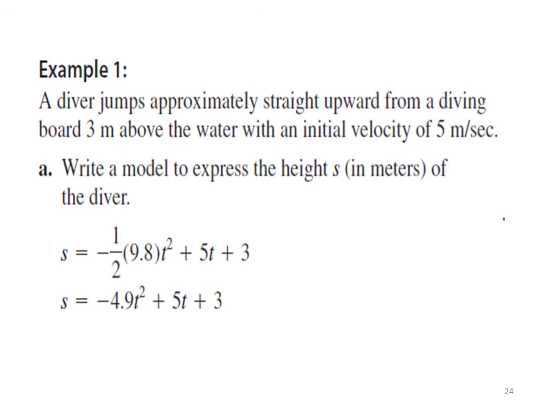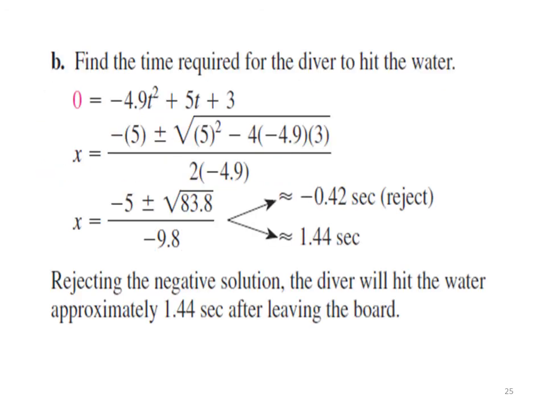In the second part, we want to know the time required for the diver to hit the water. Of course, the instant the diver hits the water, the height will be 0. So to find the time, we want to set the height to equal 0. In the equation that describes the motion, the height, set the height to equal 0 and solve the equation. The value for T is the time that is required for the diver to hit the water.